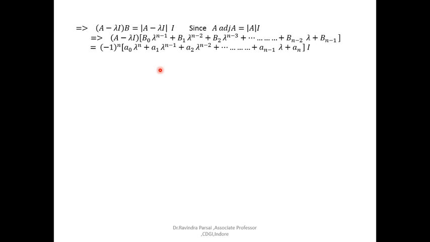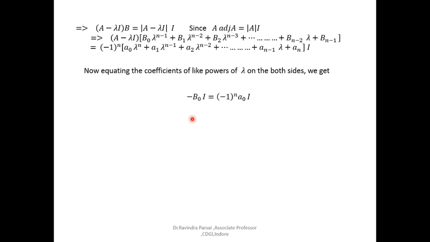Now the next step is to simplify and multiply this, and then equate the coefficients of like powers of lambda on both sides. By taking the constant term coefficient, you will get minus B0 of I equal to (-1)^n a0 into I. Next, equating the next coefficient, you will get B0 minus B1 of I on the left side, while on the right-hand side you will get (-1)^n a1.